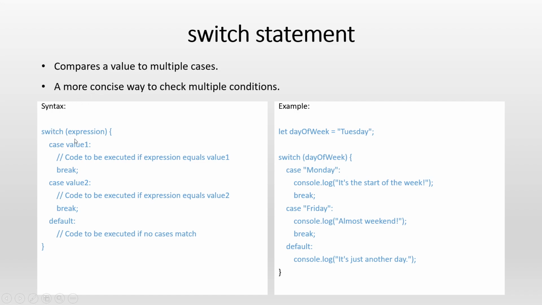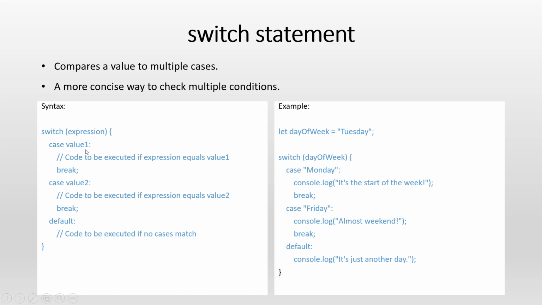Here, as you can see, is the syntax of the switch statement. Switch, then normal brackets, and inside them we write some expression. It is somewhat similar to a condition, but there is a slight difference. After that, we write one flower bracket, and inside it we have the keyword case. After that, we write a value.